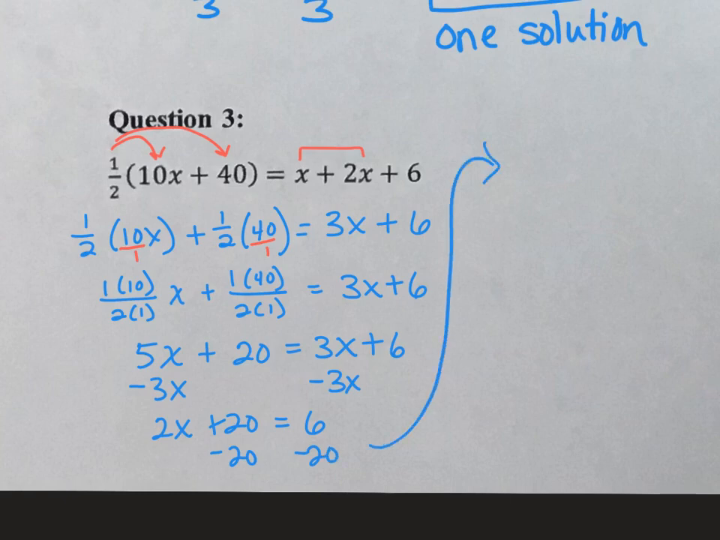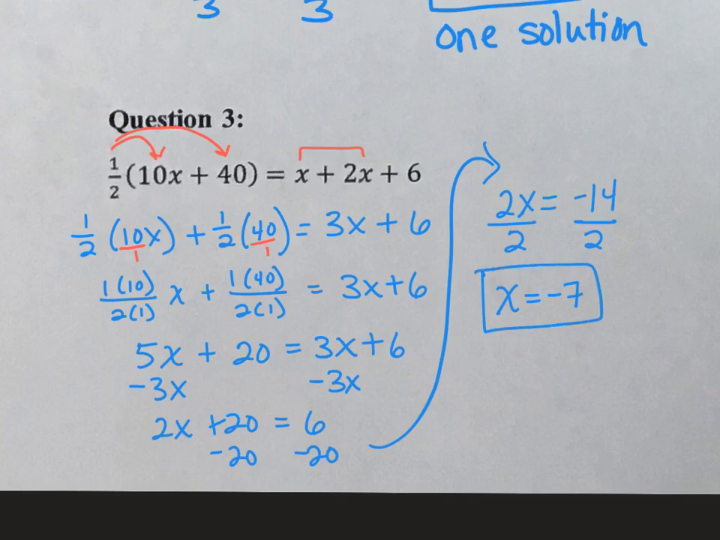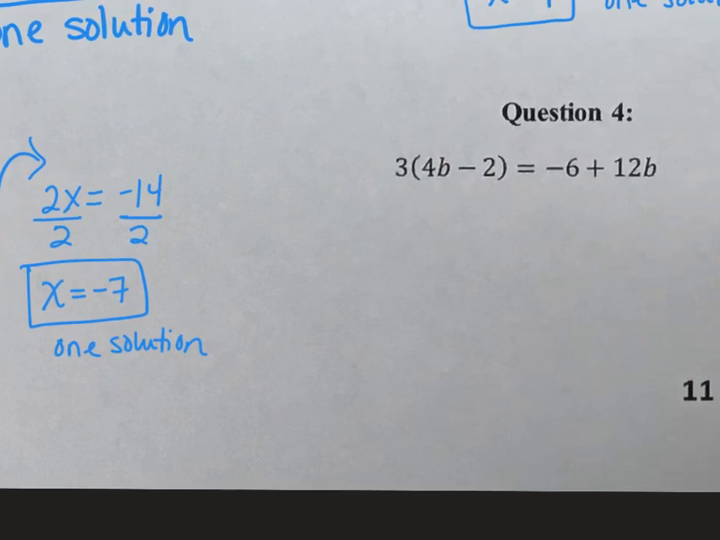Going to come back over here. I'm left with 2x equals 6 minus 20, which is negative 14. Okay, now to solve for my variable, inverse operations, divide by 2, x equals negative 7. Okay, again, one solution. Okay, a little bit complicated there, only because of that fraction, but not too bad. Okay, now let's take a look at question number 4.